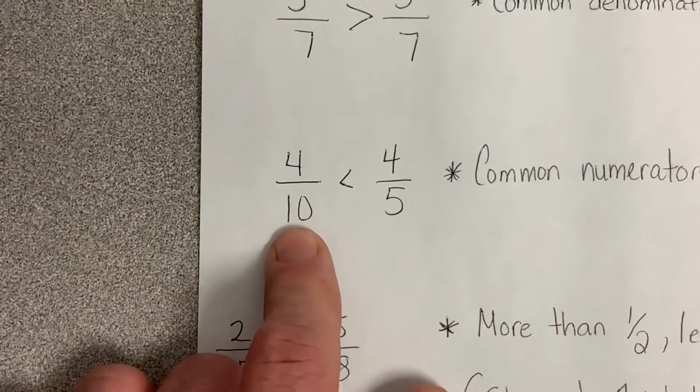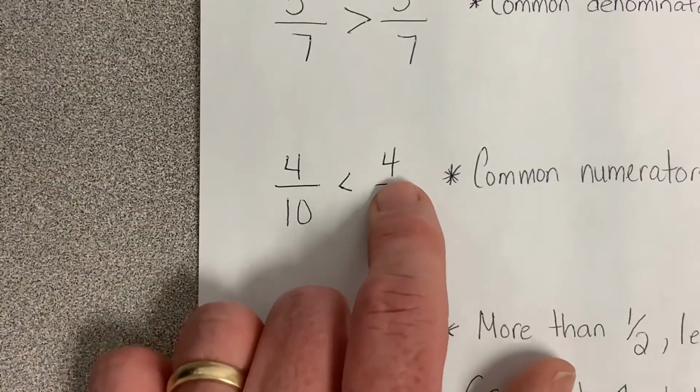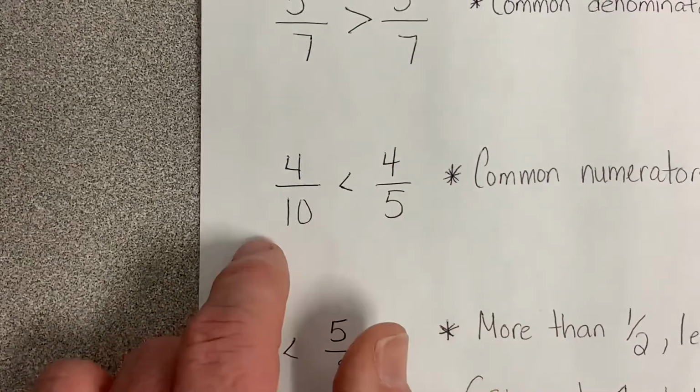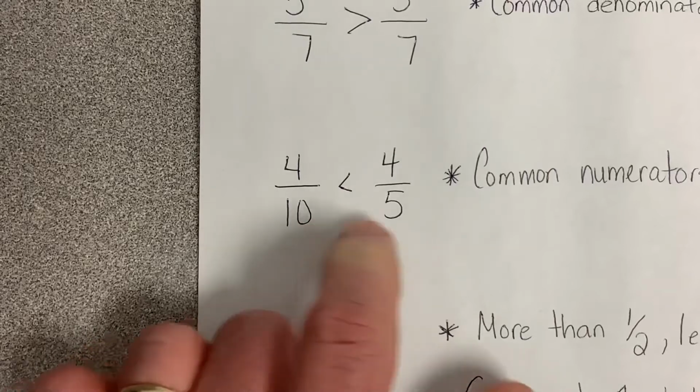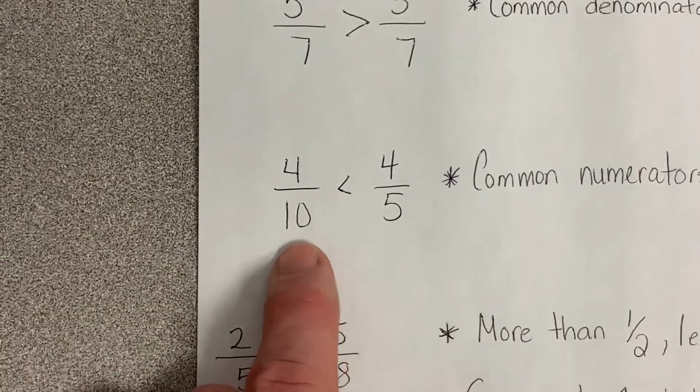4 smaller pieces is going to be smaller than 4 bigger pieces. When it's 4/5, the pieces are going to be bigger. So all we have to do here is compare the denominators, and the bigger the denominator, the smaller the fraction.